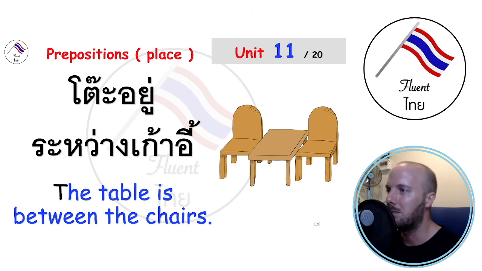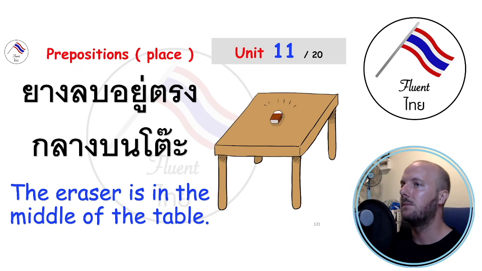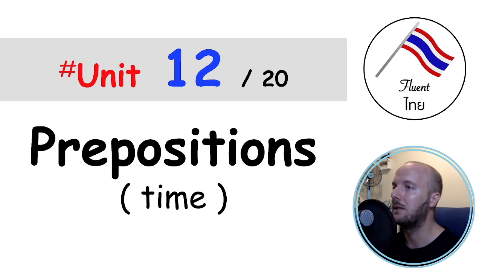Okay, so yeah, chairs, you don't have to say two. It's the context which makes it two. Okay, next one. The eraser is in the middle of the table. ยางลบอยู่ตรงกลางบนโต๊ะ. Could also swap the last two bits around. You could say ยางลบอยู่บนโต๊ะตรงกลาง is also a possibility.